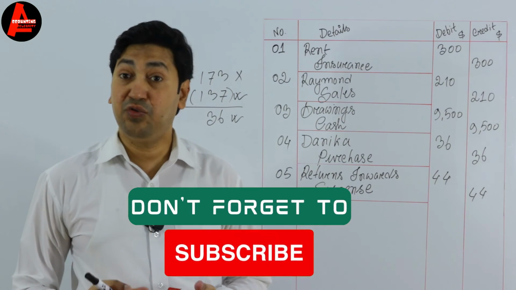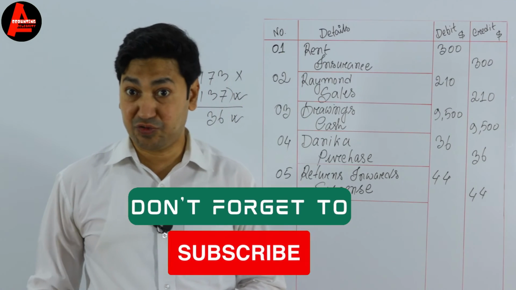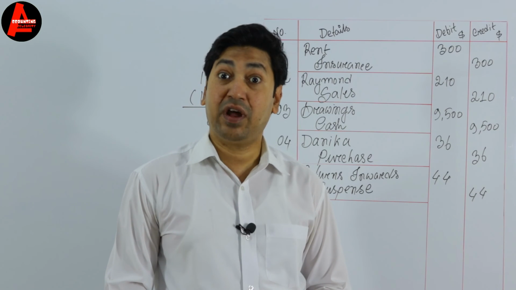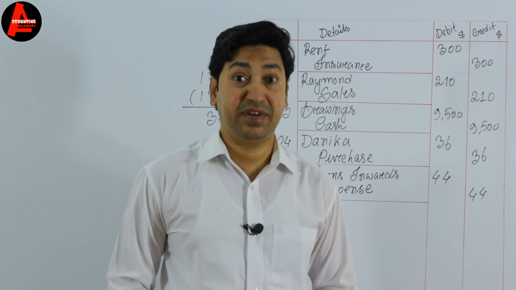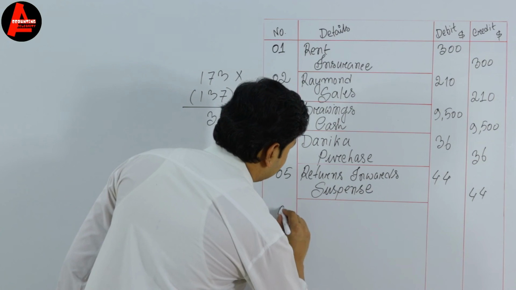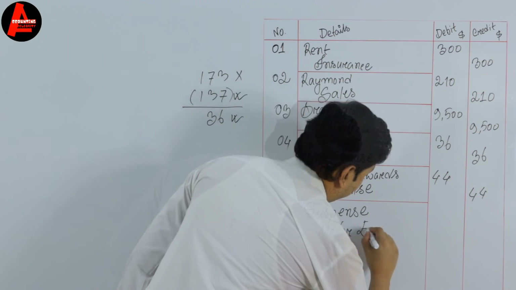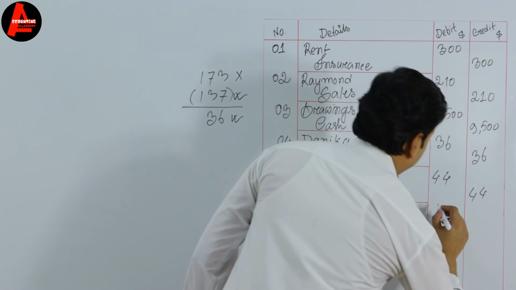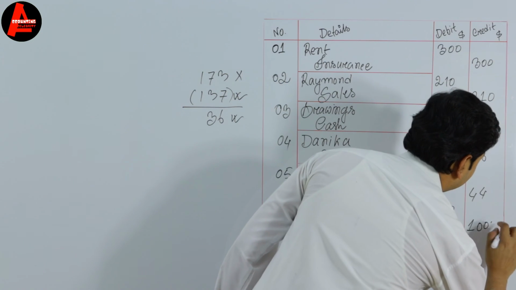Yeah, we know when expense increases, expense will be debited. When it decreases, it will be credited. Yeah, so now we need to decrease motor expense by $100. So motor expense will be credited here, and suspense account will be debited. Okay, so let us write here number 6, suspense account to be debited and motor expense account to be credited. Okay, so here $100 on the debit dollar column and 100 on the credit dollar column.